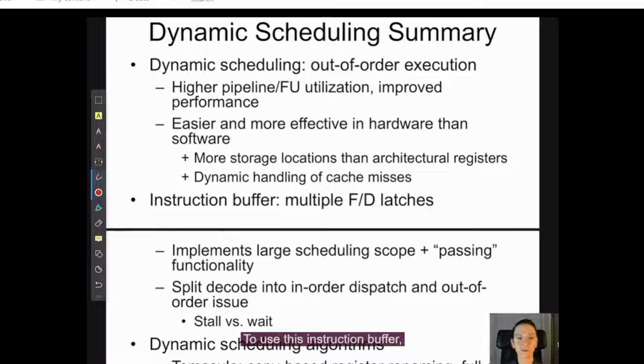To use this instruction buffer, we conceptually split the decode into two stages, an in-order dispatch and an out-of-order issue. We saw that several stages in the pipeline remained the same and others changed. And we started to learn about two different terms that seem related, stalling versus waiting. So stalls propagate the delay to younger instructions, versus waiting, where an instruction can sit in some buffer while younger instructions can pass around it and use resources, functional units, more effectively.